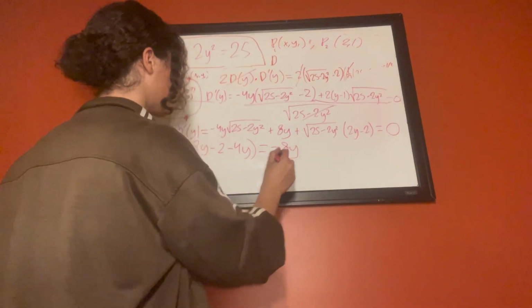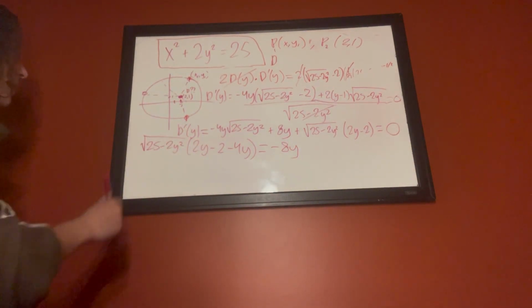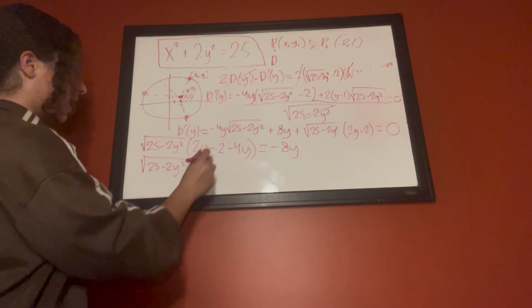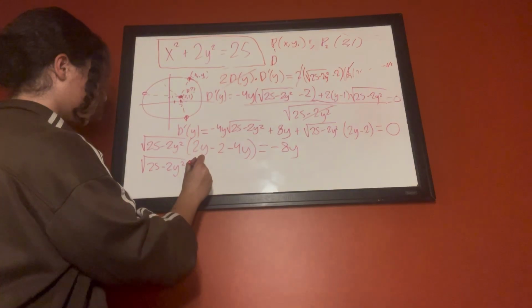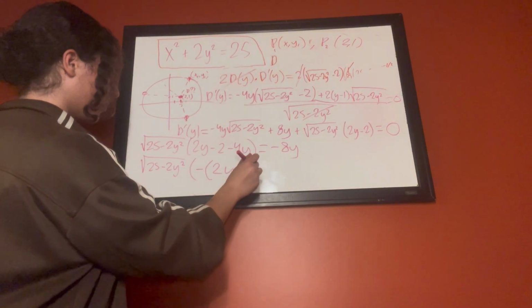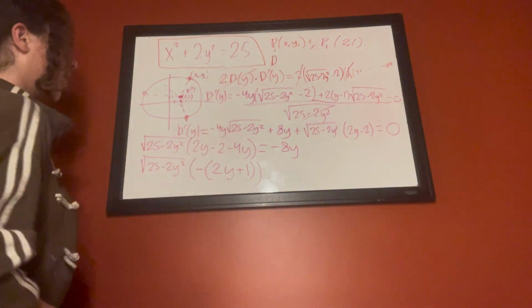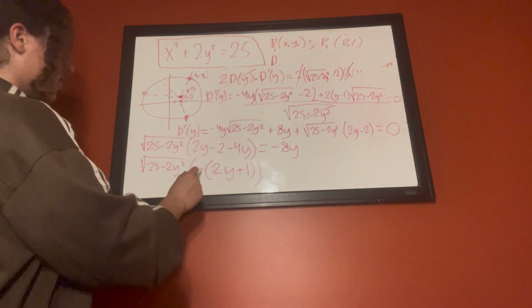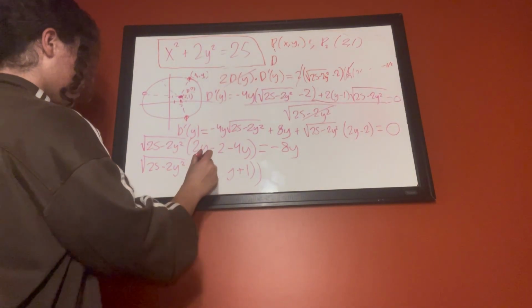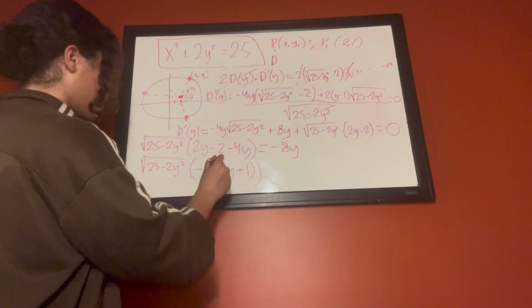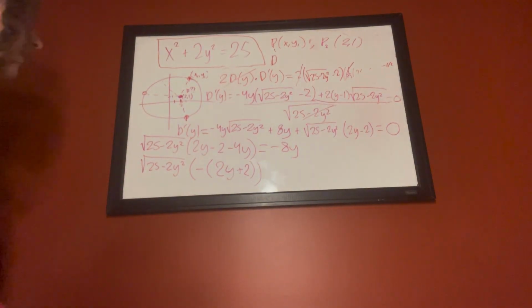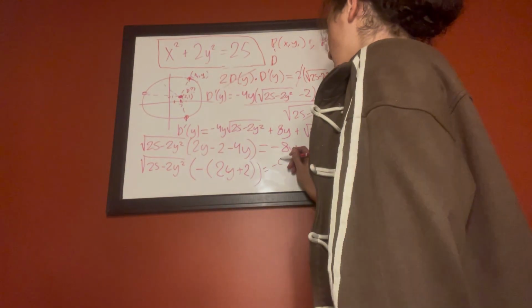So I will get square root of 25 minus 2y squared times 2y minus 2 minus 4y is equal to minus 8y. And so I have square root of 25 minus 2y squared times minus 2y plus 1, right? So I have 2y minus 4y, that's minus 2y, and then minus 2. Actually, no, I'm fine keeping it: minus 2y minus 2. So that works. Is equal to minus 8y.